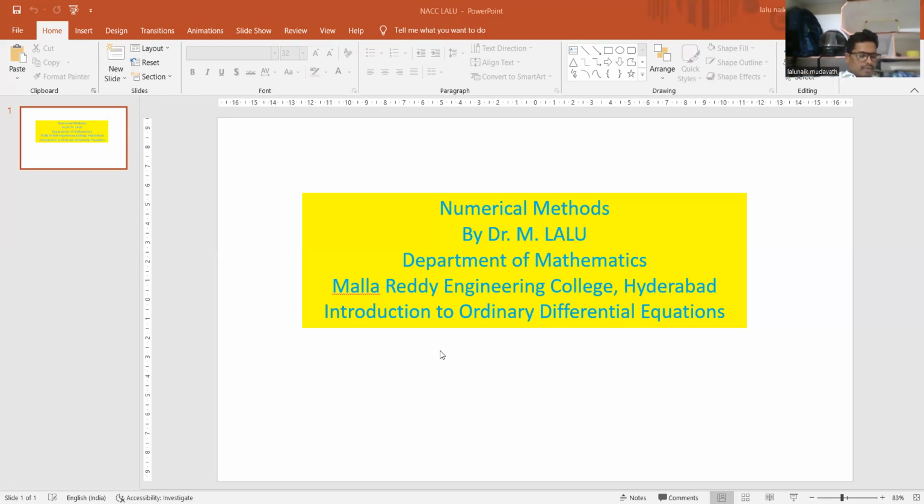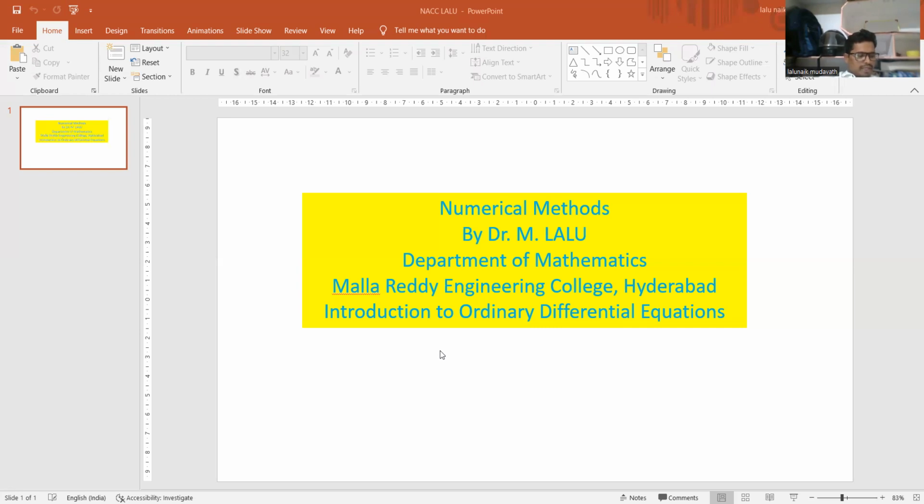A second order initial value problem is, for example, d square y by dt square plus 5 into dy by dt plus 4 into y is equal to 8t square, with y of 0 equal to 1 and y dash of 0 equal to minus 7, for t greater than or equal to 0.